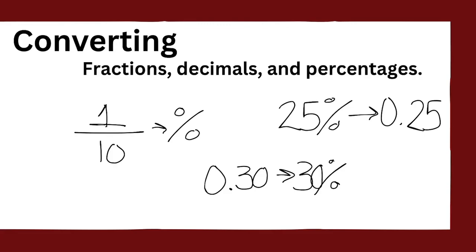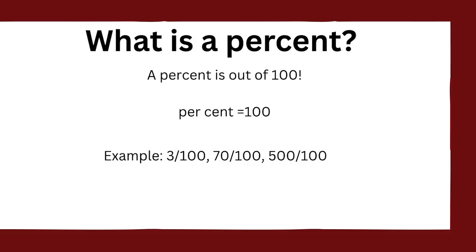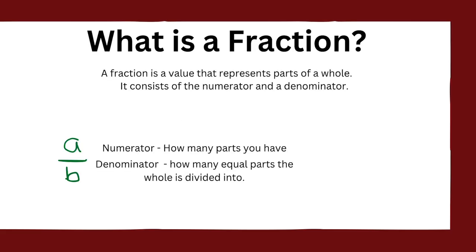Hello everyone, today we're going to be converting fractions, decimals, and percentages. So starting off, what is a percent? A percent is anything out of 100. So for example, 3 out of 100, 70 out of 100, 500 out of 100, these are all percents.